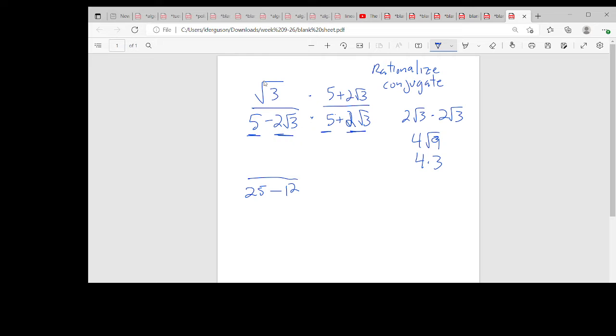I am multiplying the square root of 3 times 5. 5 is a whole number. The square root of 3 is a square root. They don't interact. So it's just like I was saying 5 times x. So it's just going to be 5 times the square root of 3.